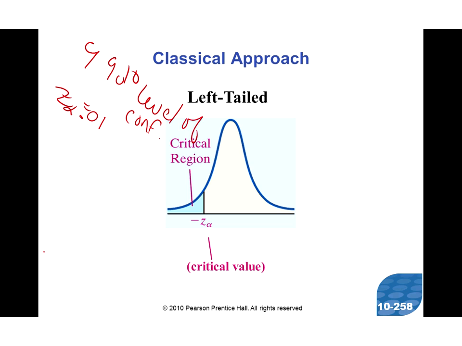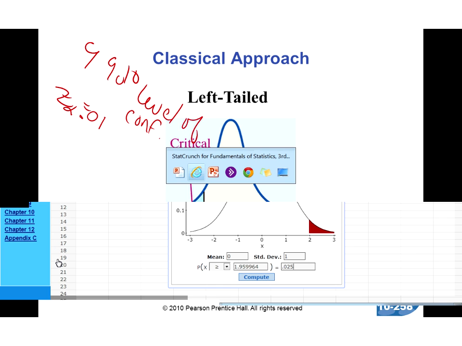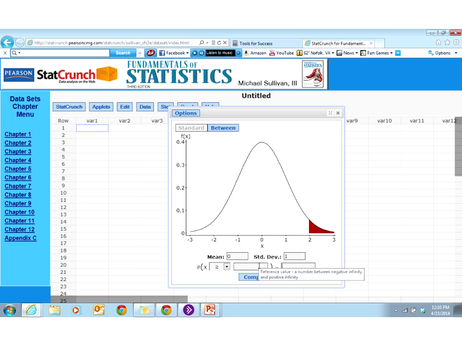Means the area to the left needs to be equal to 0.01. So we come over here, we're going to say 0.01. So it's negative 2.32, which we probably would round to negative 2.33. Okay.